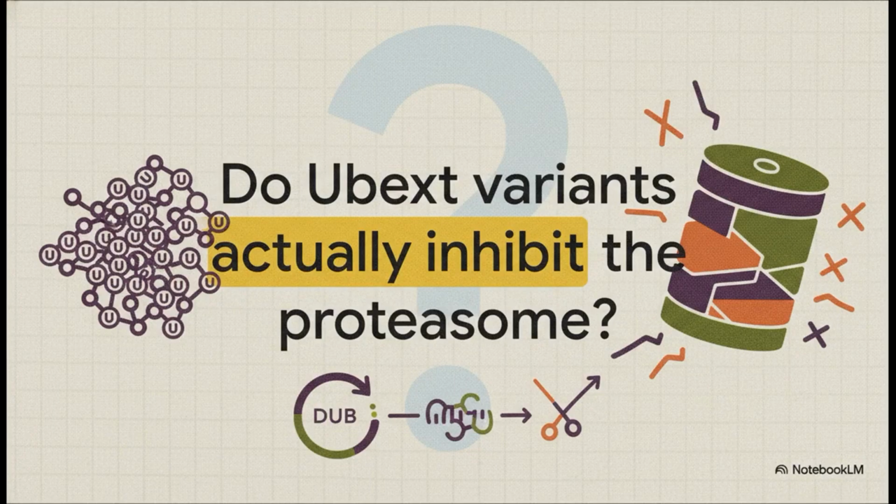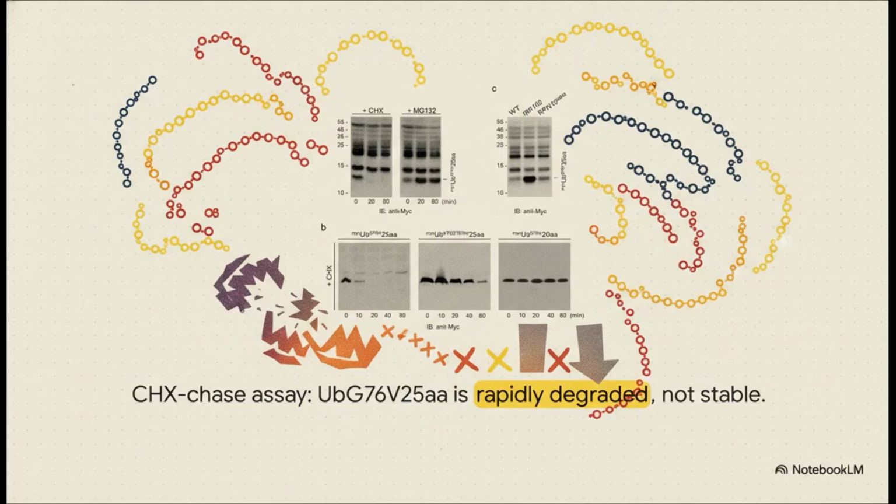You see all those polyubiquitinated substrates accumulating, and it clearly points to a blockage. But is the proteasome really the component being inhibited? The authors decided to test this directly. And here is the first piece of evidence that contradicts the old model. This is a cycloheximide chase assay, which measures protein degradation rates.